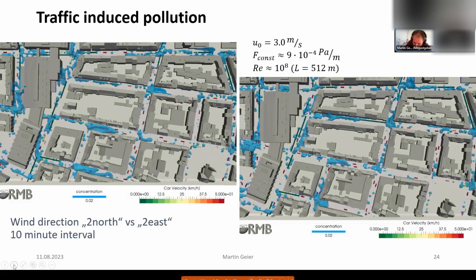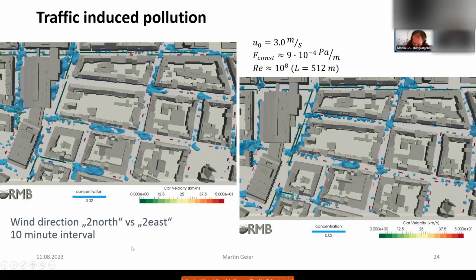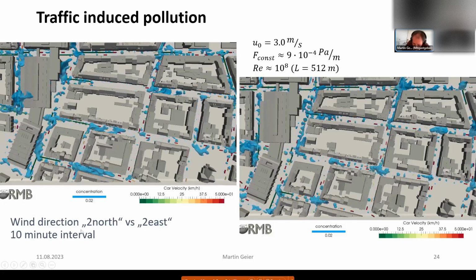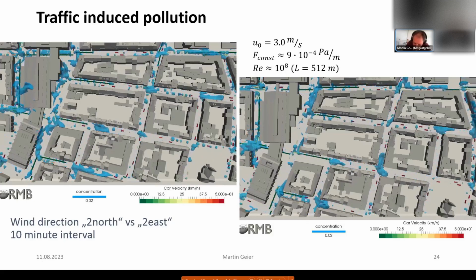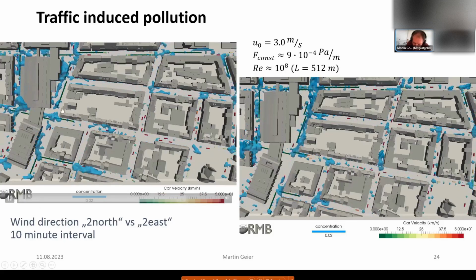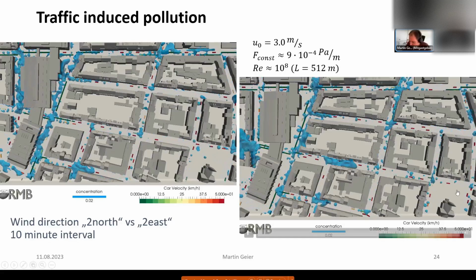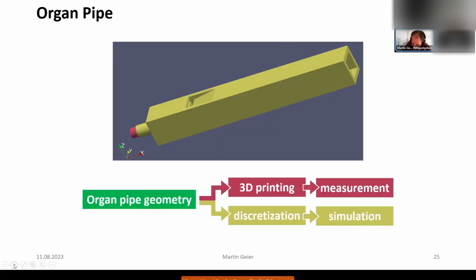What I can show you here is that we also did a simulation with some traffic. Here you see cars moving around, emitting pollution, and the air is driving this pollution away. Here the pollution is driven to the north, and the wind comes from this direction. By the way, this was a bachelor thesis.